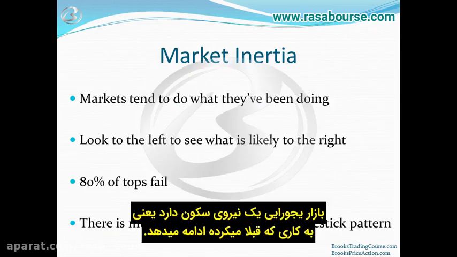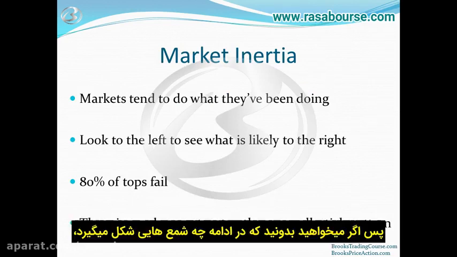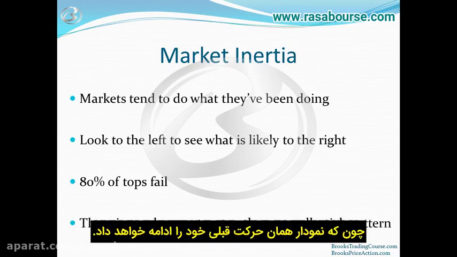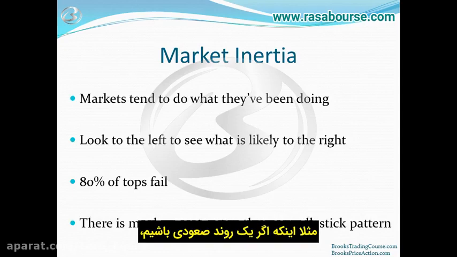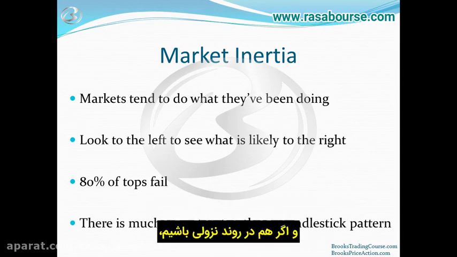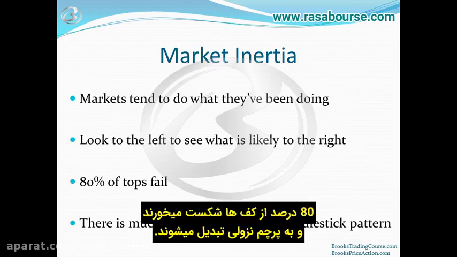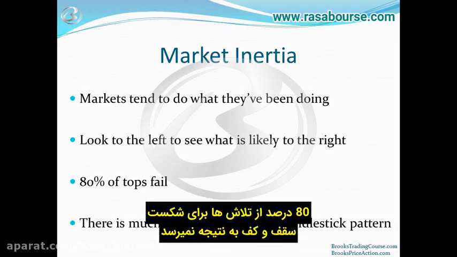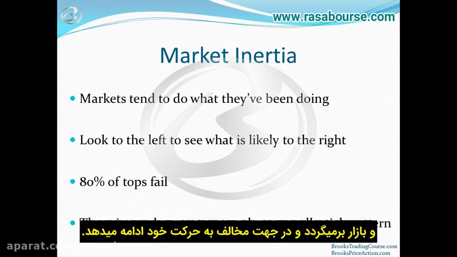The market tends to have inertia. It tends to continue what it's been doing. If you want to see what the bars to the right look like, just look to the left. The market tends to continue what it's been doing. And if you're in a bull trend, 80% of tops will fail and become bull flags. If you're in a bear trend, 80% of bottoms will fail and become bear flags. If you're in a trading range, 80% of breakout attempts up and down will fail, and the market will reverse and go to the opposite end of the trading range.